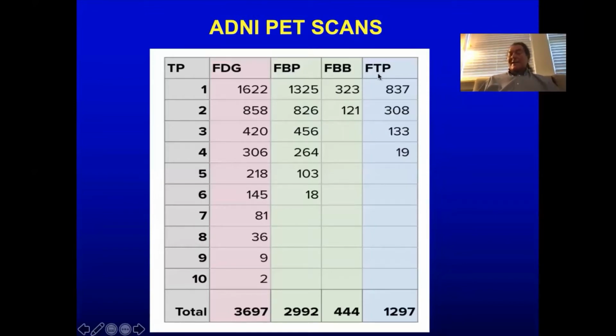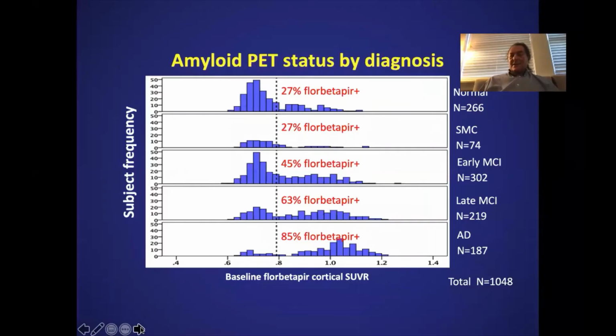Fluortaucipir, which is the Avid Lilly tau ligand. Again, this is a very, very large repository of data, which is freely available to everybody. 837 baseline scans and a substantial number of longitudinal scans, over 1,200 scans total. So there are literally hundreds of papers now on all of this, and I can't even begin to summarize the results. But I'll tell you a few high points that I think are interesting.